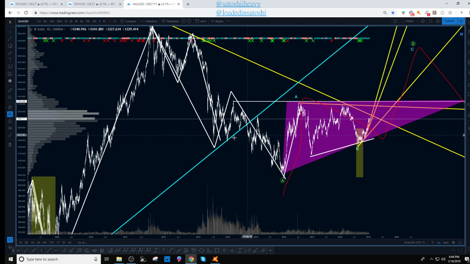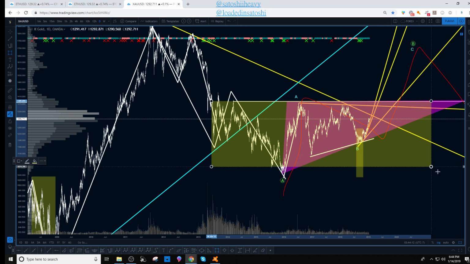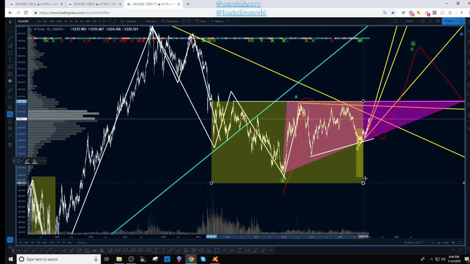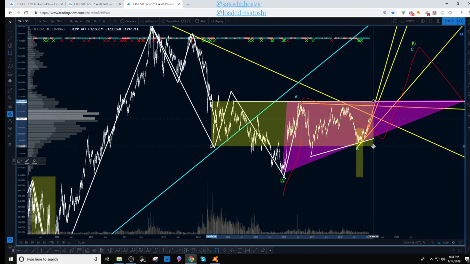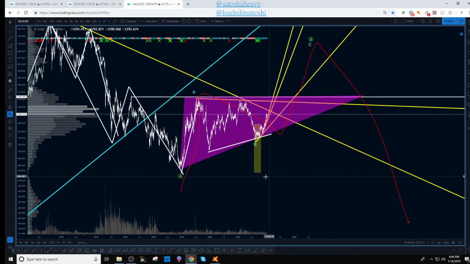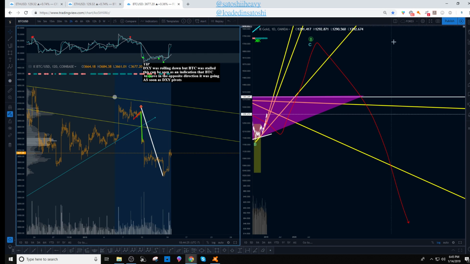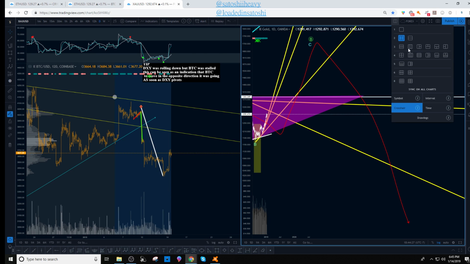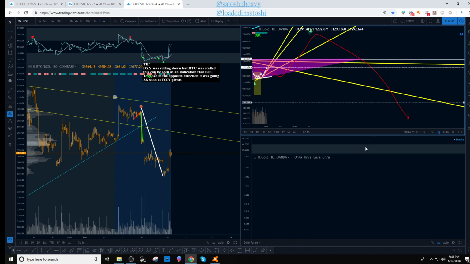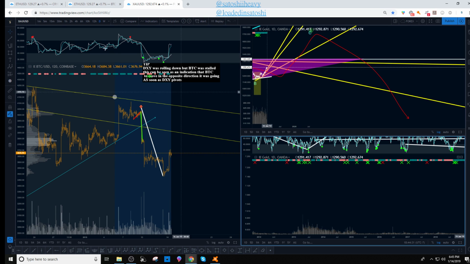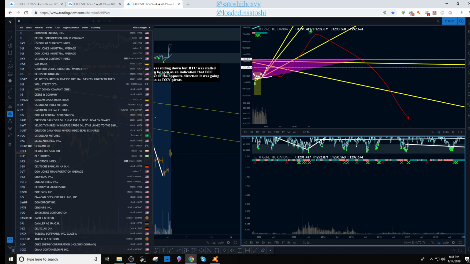5-year, 6-year consolidation. Because this is all consolidation. All of this is consolidation. Technically, this is specifically. So, that's what I see for gold. Let's actually do this. DXY.